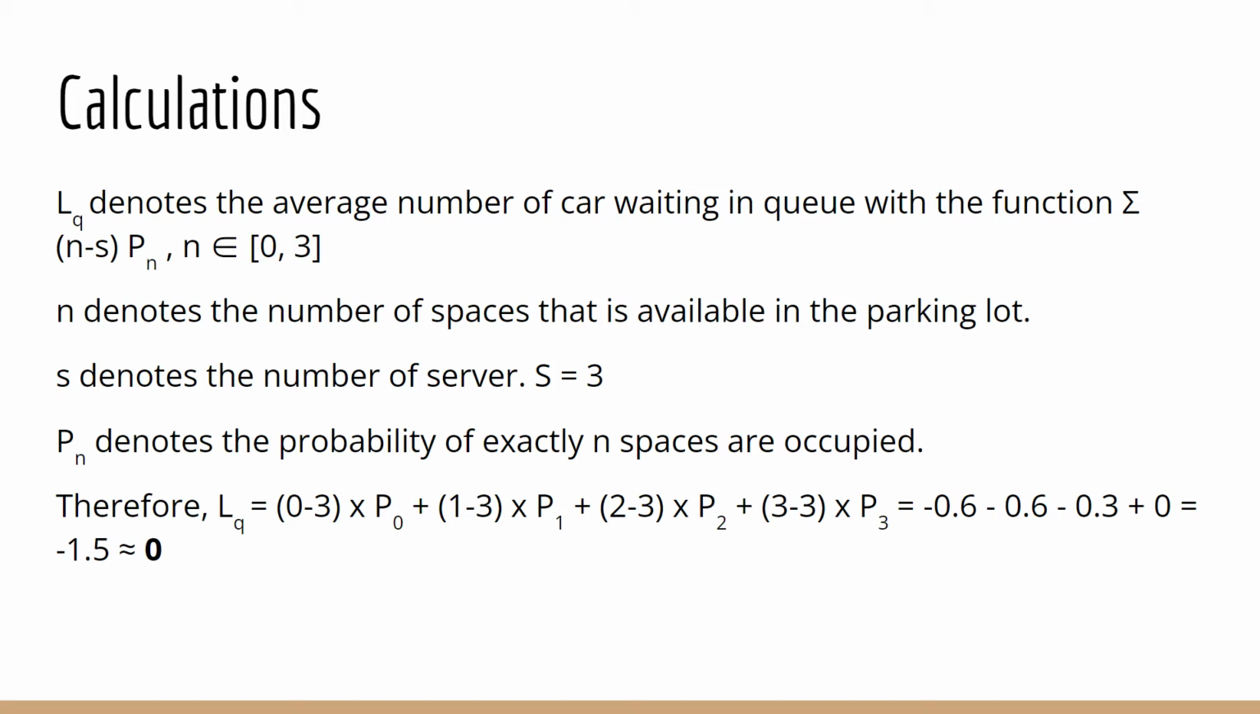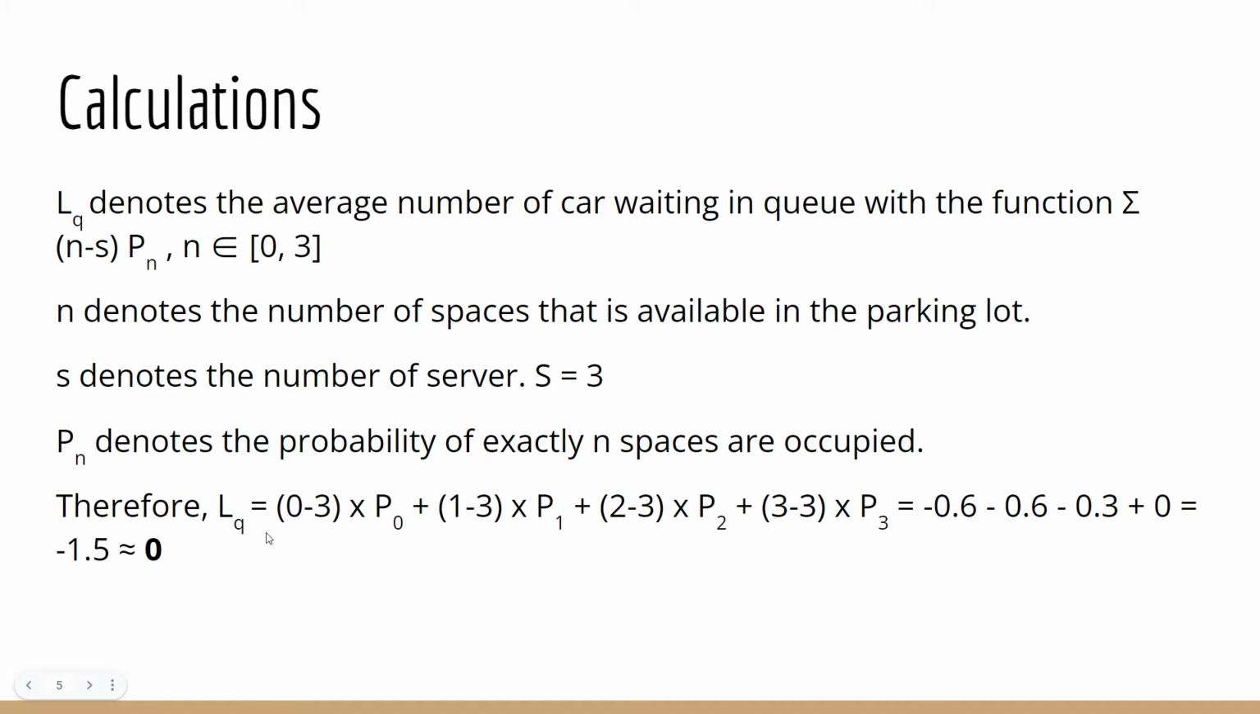For LQ, LQ denotes the average number of cars waiting in the queue, with the function summation of n minus s times Pn, where n goes from 0 to 3, and n denotes the number of spaces occupied in the parking lot, and Pn is also given. The new attribute is s. The s denotes the number of servers, which means the number of parking spaces in the parking lot, which is 3. So we just plug n and Pn into this function.